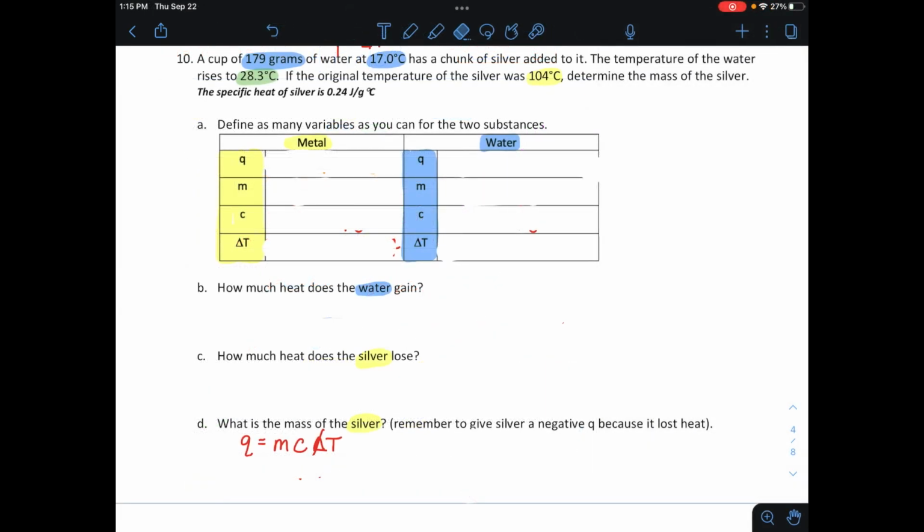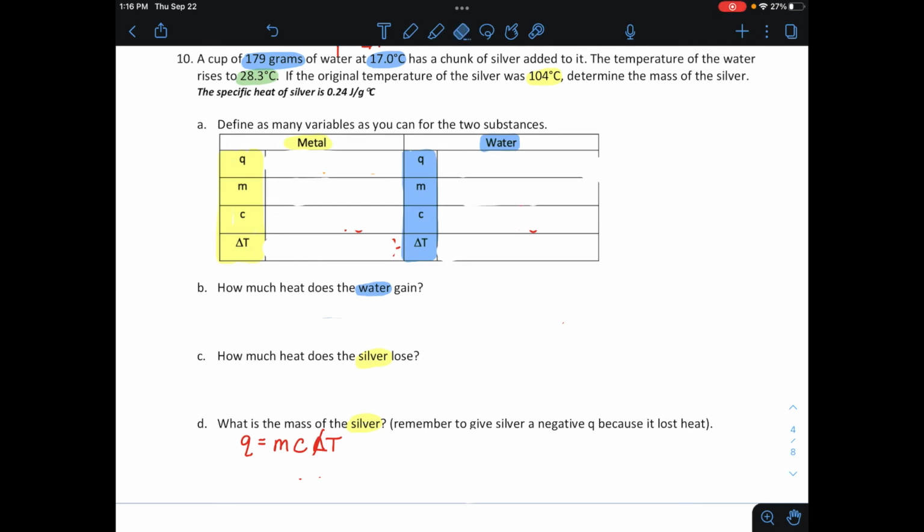Now, as we look at this one, it's a little bit different. It says a cup of 179 grams of water, which remember is the same as 179 milliliters of water, at 17.0 degrees Celsius has a chunk of silver added to it. The temperature of the water rises and the temperature of the silver is going to fall from 104. But instead of the specific heat of the silver, they give us that. We're going to determine the mass of the silver this time.